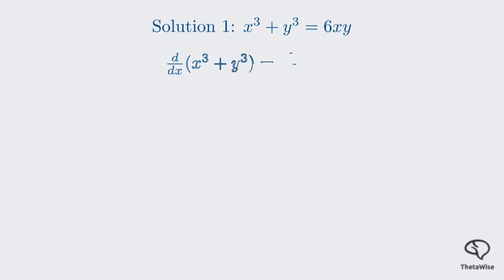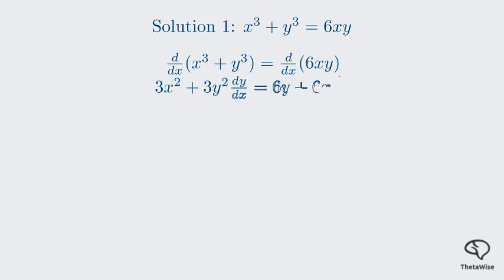First, let's solve for dy/dx in the equation x³ + y³ = 6xy. Differentiating both sides, we get 3x² + 3y² dy/dx on the left. On the right, we use the product rule on 6xy, which gives us 6y + 6x dy/dx. Gathering the dy/dx terms on the left and the other terms on the right, we get 3y² dy/dx − 6x dy/dx = 6y − 3x².